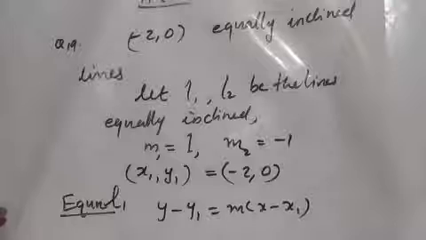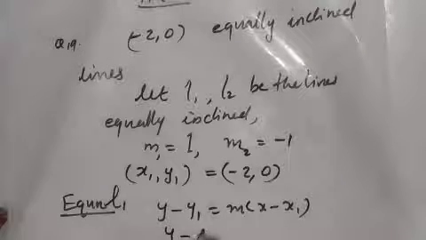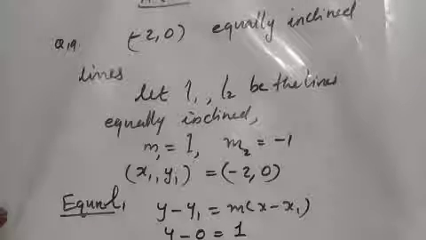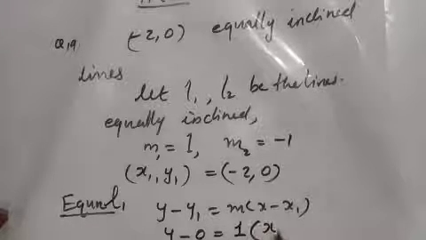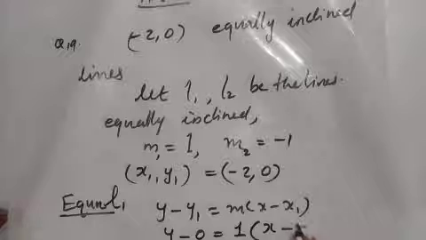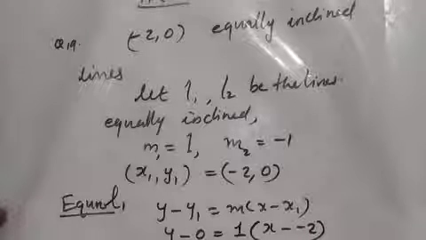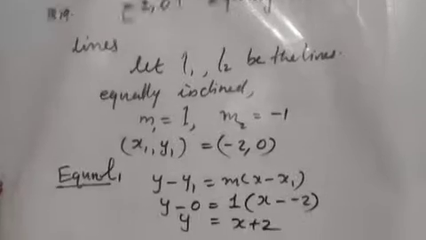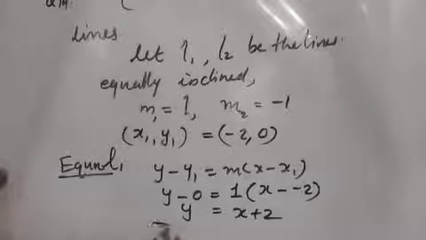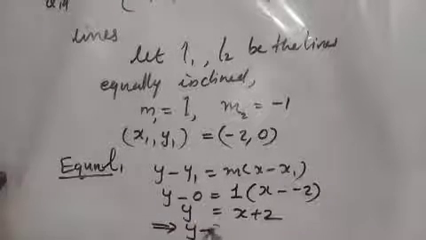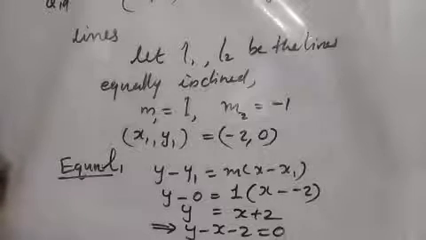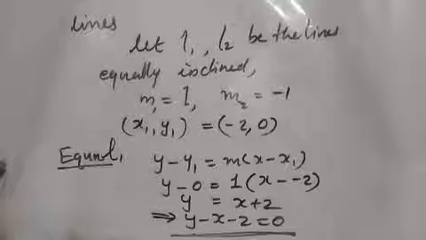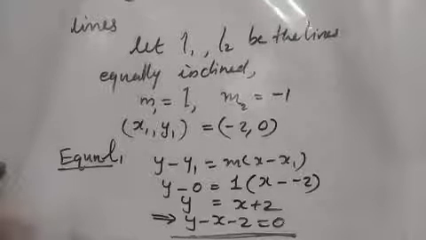This is the equation. y minus y1, which is 0, equals the slope. For the first line we took the slope as 1, so 1 into (x minus x1). x1 is minus 2. That is y equals x plus 2. You can also write y minus x minus 2 equals 0. We can write all the terms to the left side and arrange it in this way.